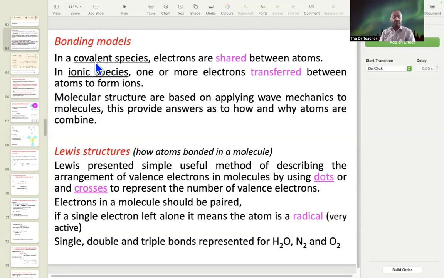Covalent means sharing. Ionic means transferred. Transfer both electrons to one of the atoms to form an ionic molecule. Molecular structures are based on applying wave mechanics to molecules. This provides the answer as to how and why atoms are combined.